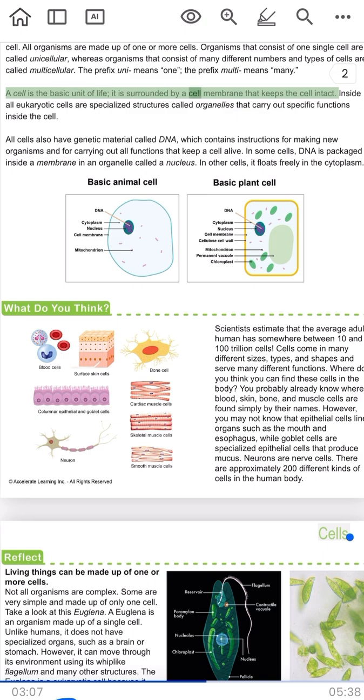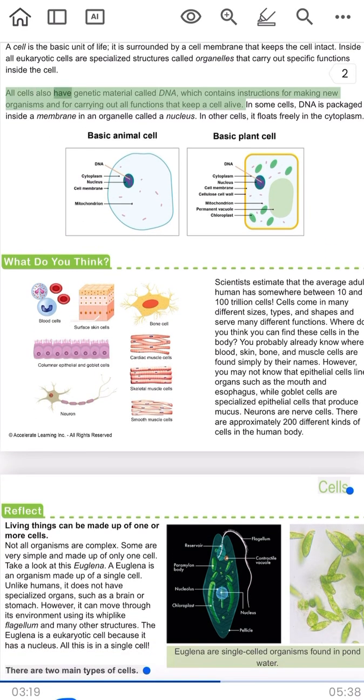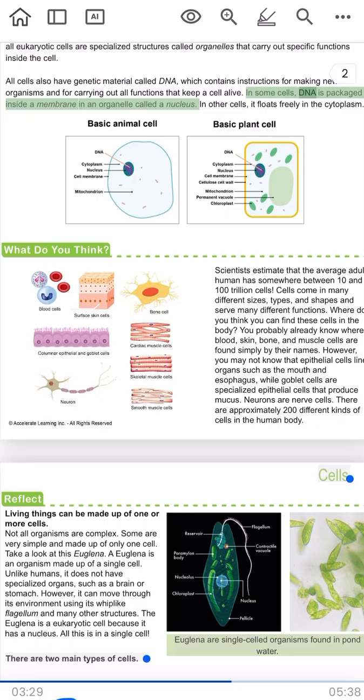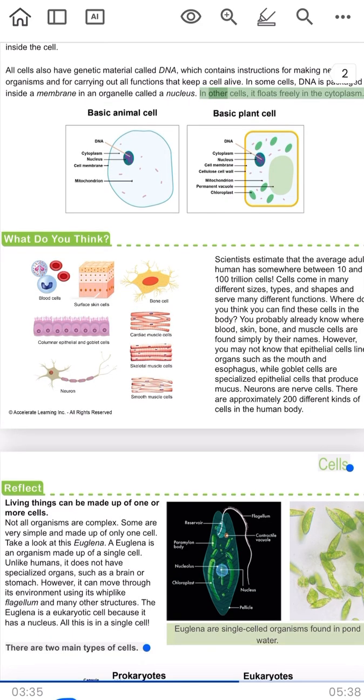It is surrounded by a cell membrane that keeps the cell intact. Inside all eukaryotic cells are specialized structures called organelles that carry out specific functions inside the cell. All cells also have genetic material called DNA, which contains instructions for making new organisms and for carrying out all functions that keep a cell alive. In some cells, DNA is packaged inside a membrane in an organelle called a nucleus. In other cells, it floats freely in the cytoplasm.